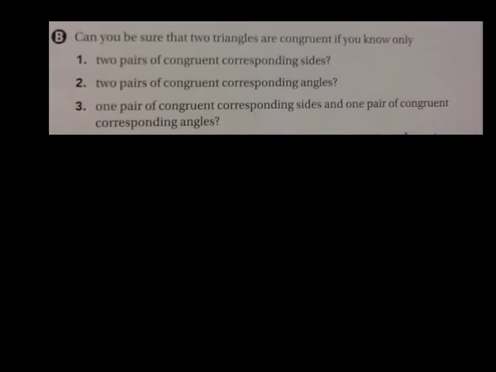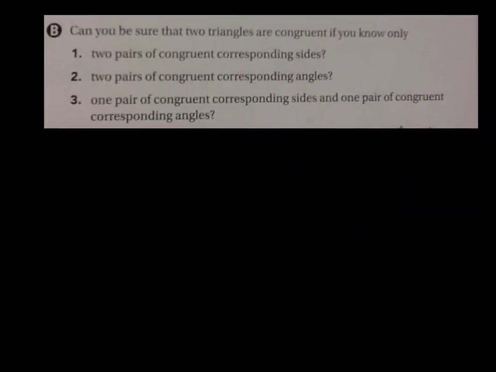Part B. Can you be sure that two triangles are congruent if you only know two pairs of congruent corresponding sides? How about two pairs of congruent corresponding angles? How about one pair of congruent corresponding sides and one pair of corresponding congruent angles?